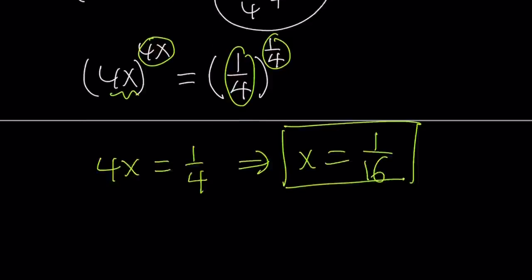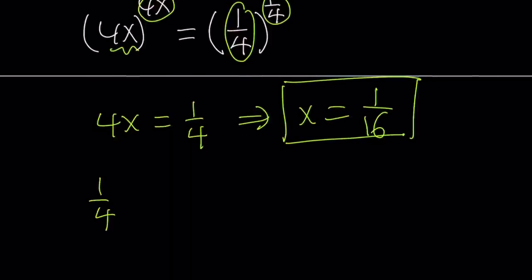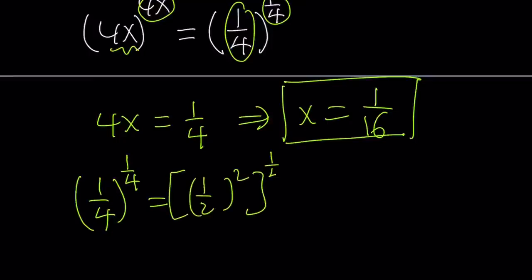Here is how. 1 over 4 to the power 1 over 4 is a very interesting number because 1 over 4 is 1/2 squared. So what is so interesting about it, right? Well, take a look. If I write the 1/4 as 1/2 squared and then multiply the exponents, I get 1/2 to the power 2/4, which is 1/2. Wow, that's really cool, isn't it?